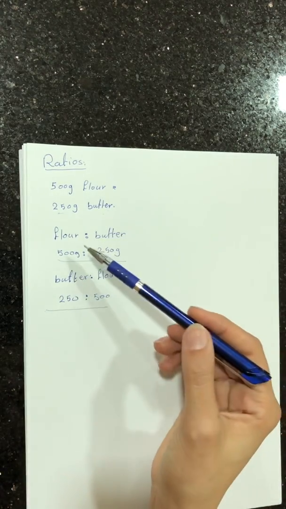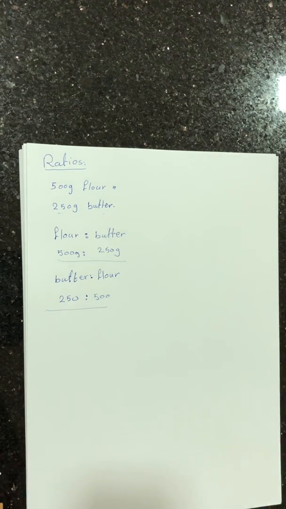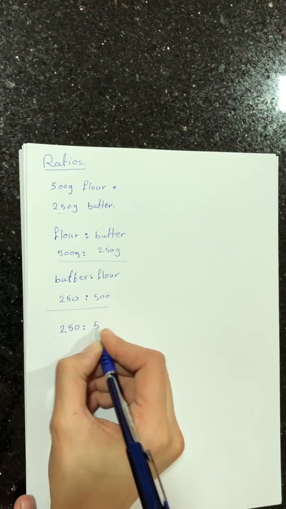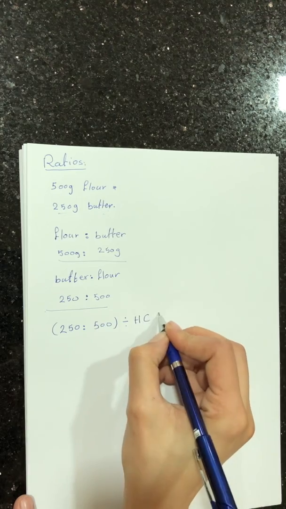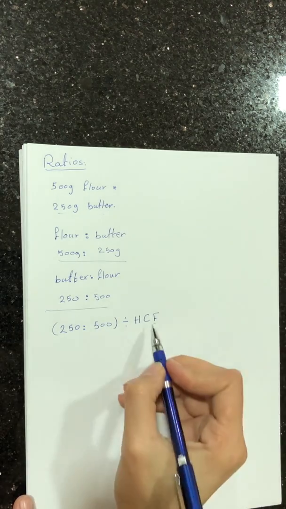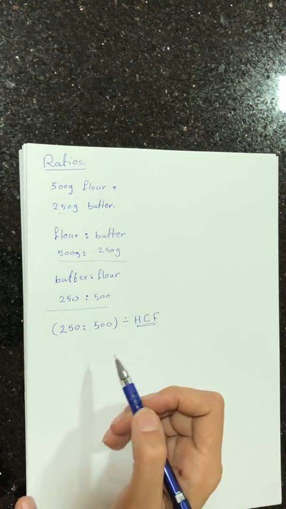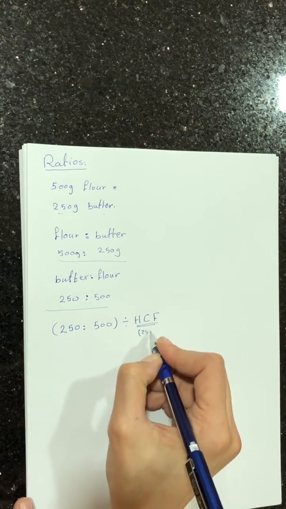A ratio is a comparison between two or more quantities. Now, if I ask you to simplify a ratio, you will do it by dividing the numbers by the highest common factor. Like in this ratio here, I will divide the whole ratio by the highest common factor. Now, the highest common factor, you will need to find that. We did this in previous lessons. If, for instance, for this example, the highest common factor is 250.